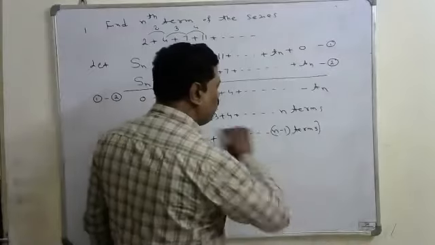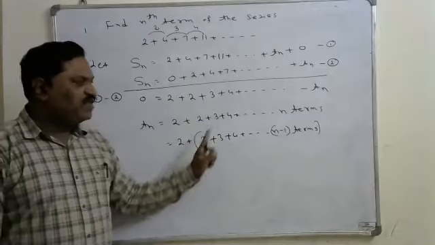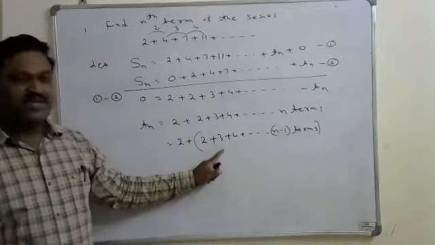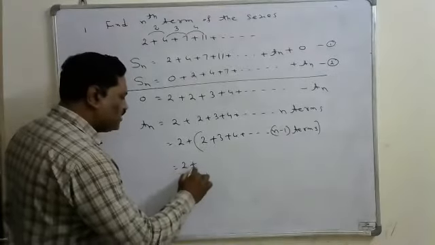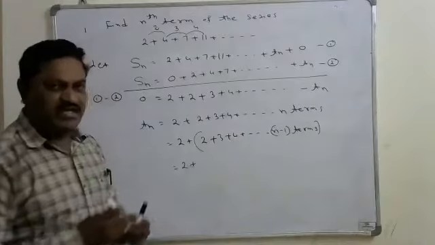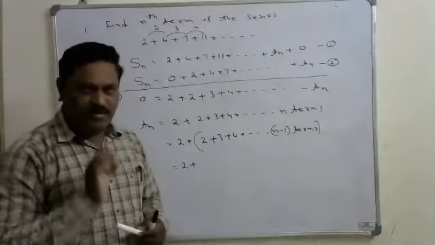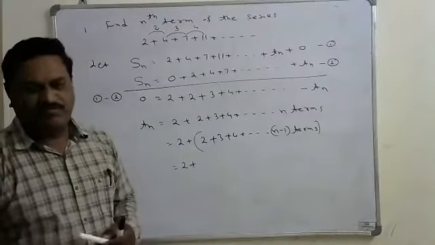So in total there are n terms. Out of that, leave the first term. The remaining are n minus 1 terms. So these are n minus 1 terms of the AP. Now we will apply the formula for the sum of n minus 1 terms in the AP. We know the formula for the sum of n terms is n upon 2 into 2a plus n minus 1 into d. That is the formula, we know it.